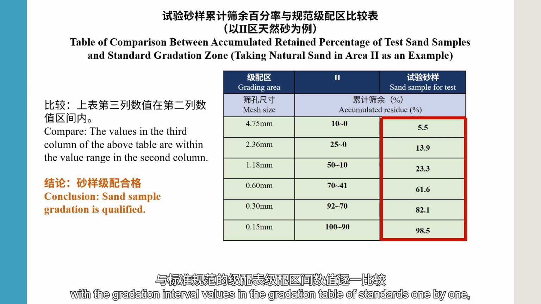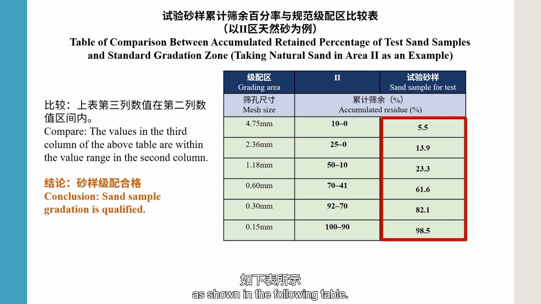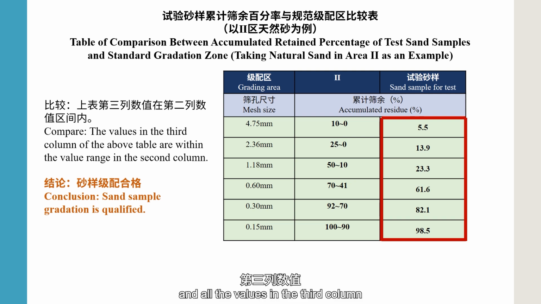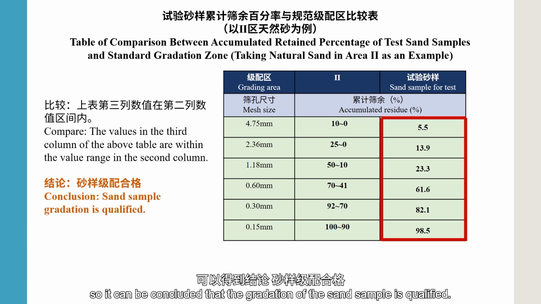screening with the gradation interval values in the gradation table of standards 1 by 1, as shown in the following table. Compare the values in the third column with those in the second column 1 by 1, and all the values in the third column are within the numerical interval of the second column, so it can be concluded that the gradation of the sand sample is qualified.